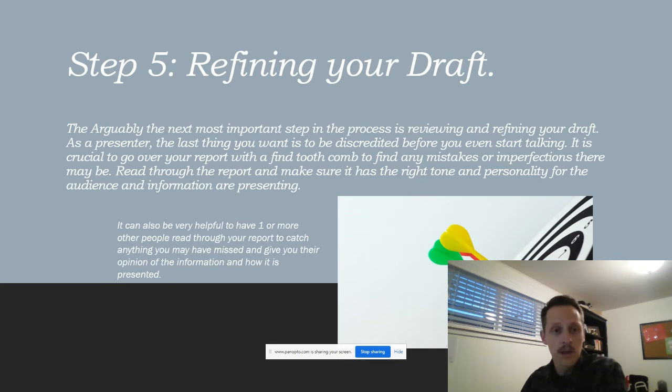So you want to make sure you read through the report, make sure there are obviously no errors, find any mistakes and imperfections, and correct those. Read through it yourself. Also, I would certainly suggest having a third party read through it and get their opinion. That way, you've got a couple of sets of eyes on it, which should catch any mistakes or imperfections, and you get their point of view on the tone and personality of the report, to make sure that it's going to match the audience that you're presenting the information to.